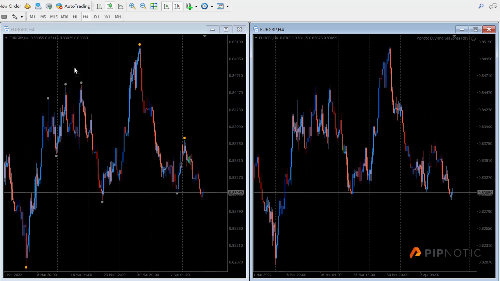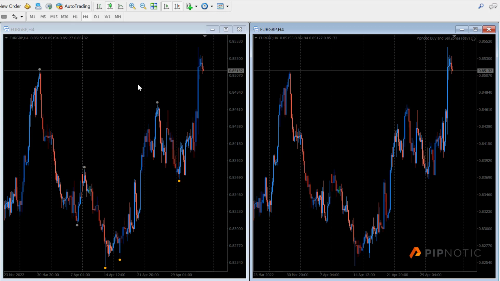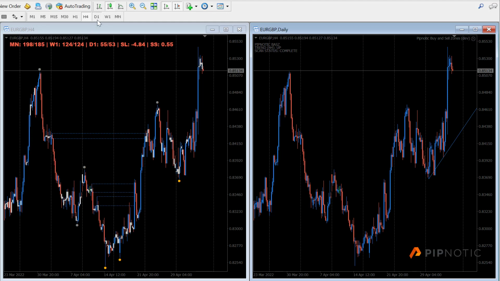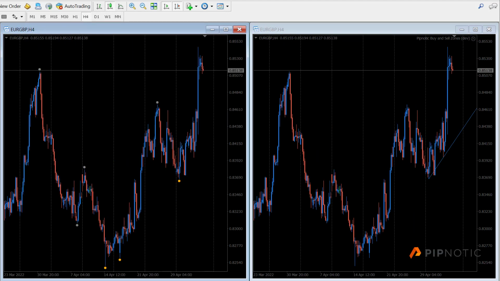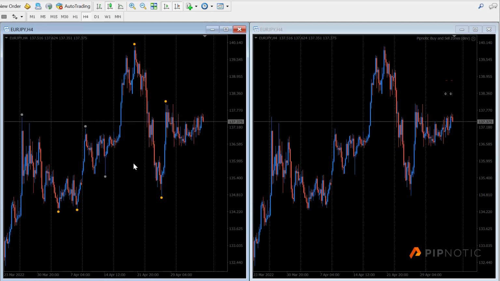So that brings our attention to the euro, British pound. So what's going on here? See if the robot finds something. I'll try and find something here, maybe here. No, nothing. We go to the daily. No, I'm not going to force anything. There's nothing. I don't like to trade the euro franc. We'll go to the euro pound.